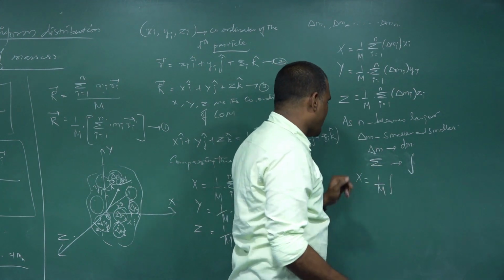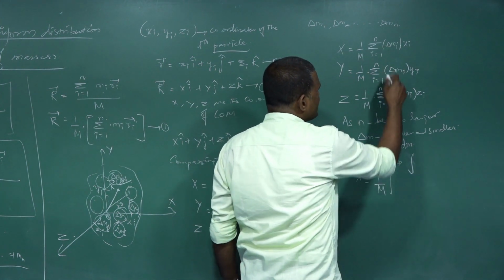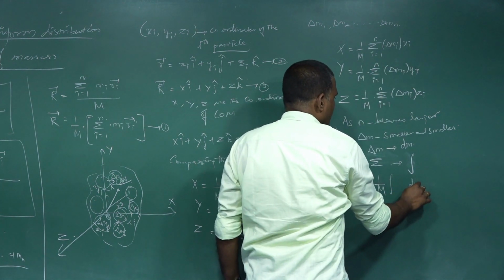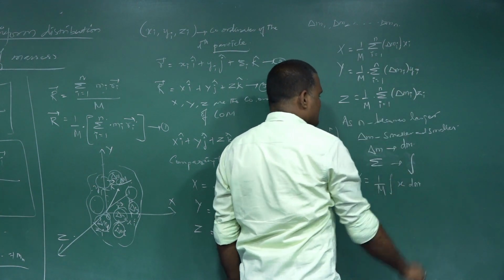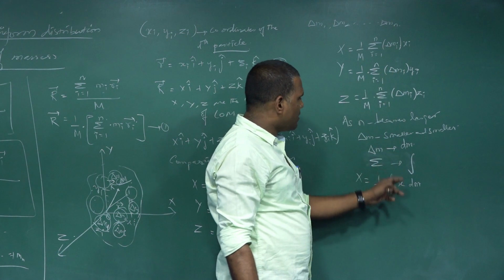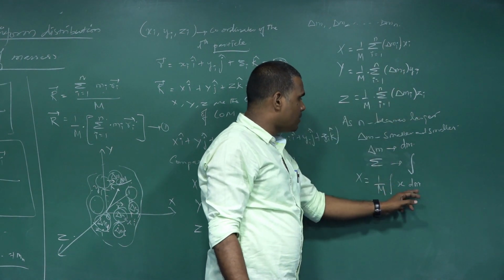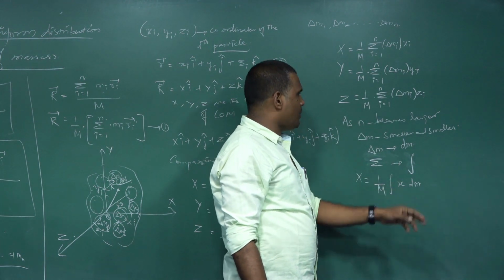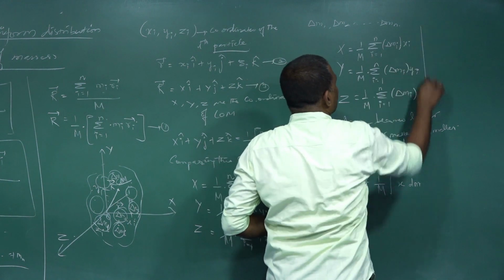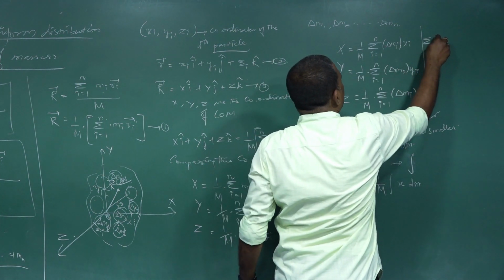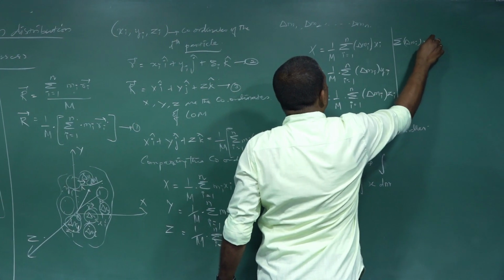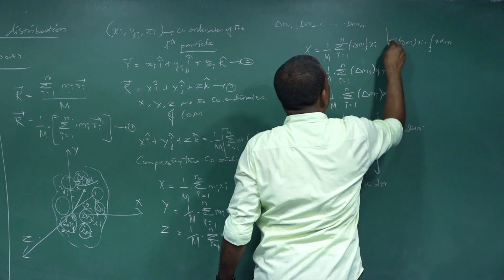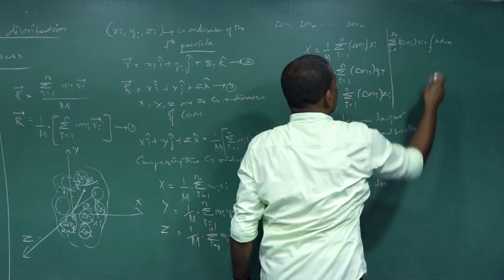So X equals 1 by M integral, what is this delta m_i? We can simply write dm. What is this x_i? We can take it as small x. x_i becomes x, delta m becomes dm. So capital X equals 1 by M into integral x dm. So this transformation takes place. You can write here, sum over delta m_i into x_i will become integral of x dm. That's the meaning. This gets transformed to integral x dm.